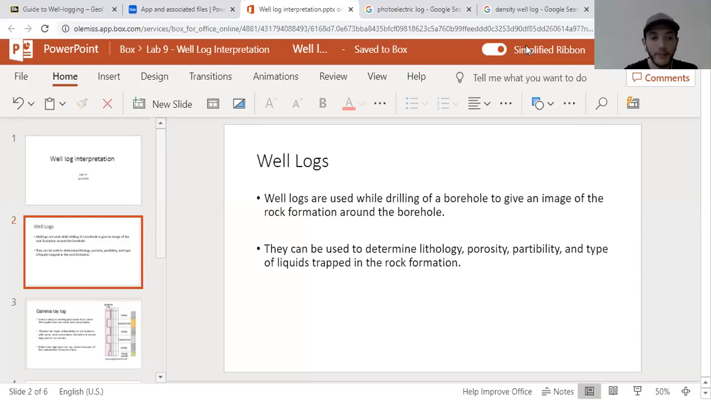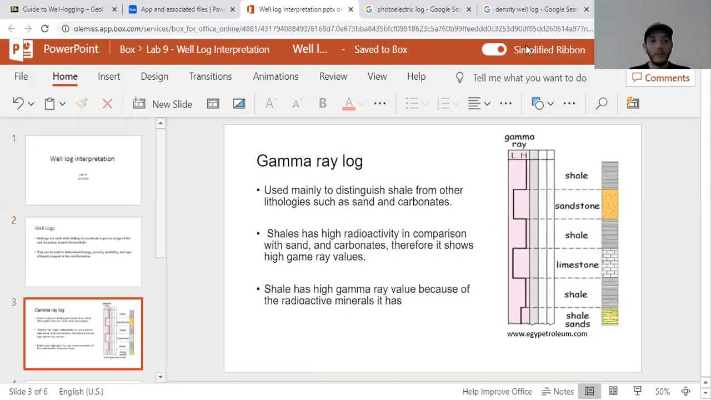So there are different types of well logs, but in today's lab, we are going to focus on specific ones because you need these logs to answer your lab exercise. The first one is the gamma ray log. As we see, there's two values, high value and low value.